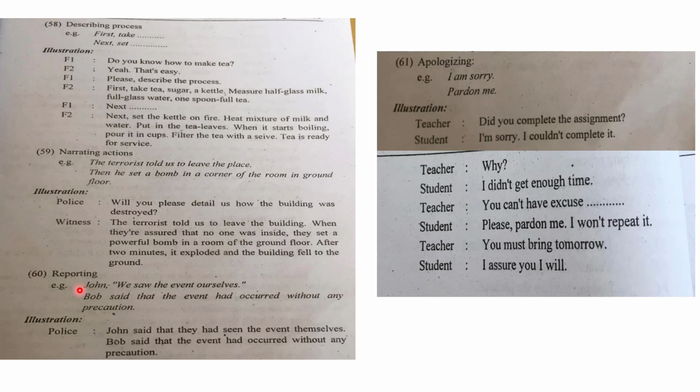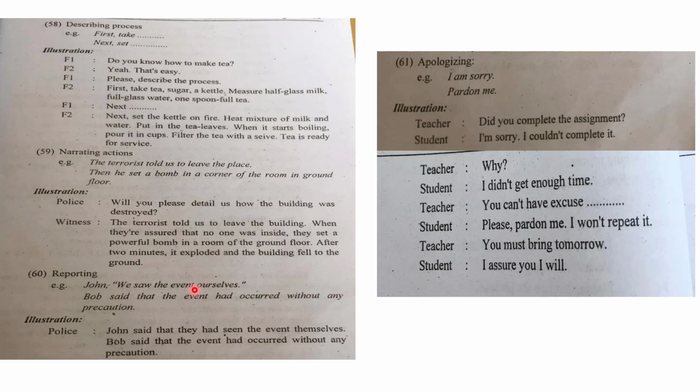So the 60th type is reporting. In reporting, there needs to be a direct speech and an indirect speech. The direct speech is John said, or like John, we saw the event ourselves. An indirect speech will be something like Bob said that the event had occurred without any precautions. For example, police said John said that they had seen the event themselves. Bob said that the event had occurred without any precautions.